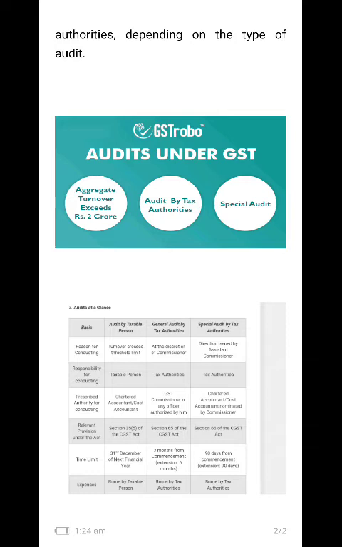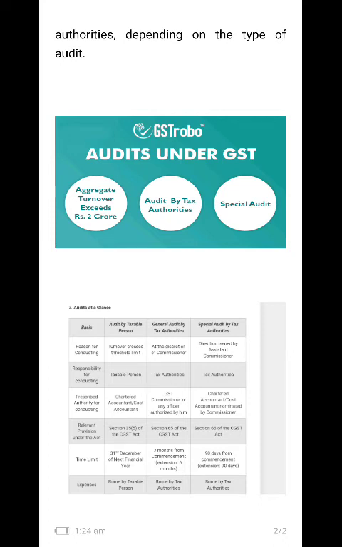And the next one is prescribed authority for conducting. In case of audit by taxable person, it is a chartered accountant or cost accountant who is the prescribed authority. In case of general audit by tax authorities, it is the GST commissioner or any officer authorized by him. And in case of special audit by tax authorities, the prescribed authority is a chartered accountant or cost accountant nominated by the commissioner.